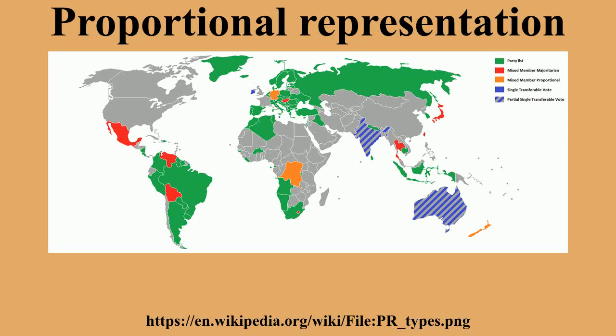spread nationally. Similarly, in the 2015 UK general election, the Scottish National Party gained 56 seats, all in Scotland, with a 4.7% share of the vote, while the UK Independence Party, with 12.6% of the national vote, gained only a single seat.